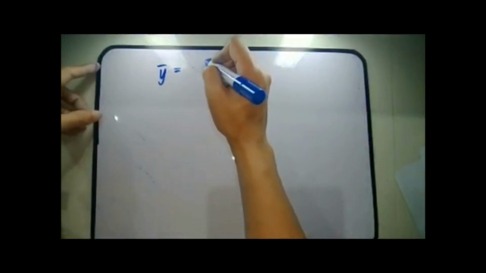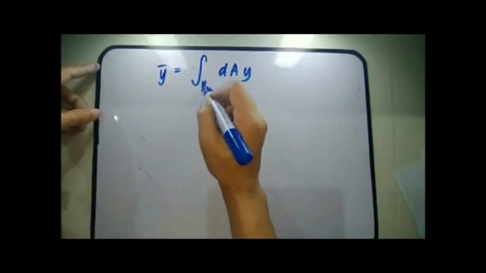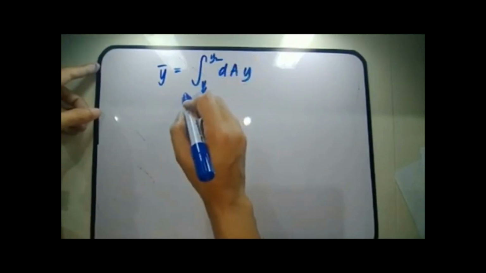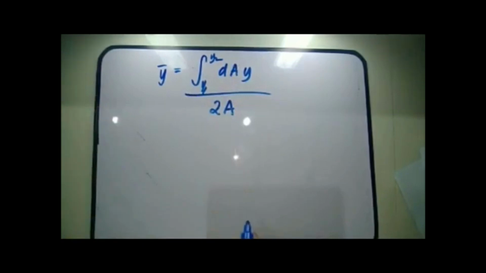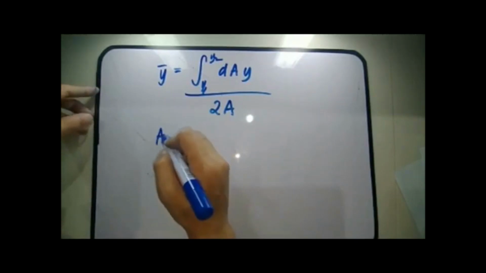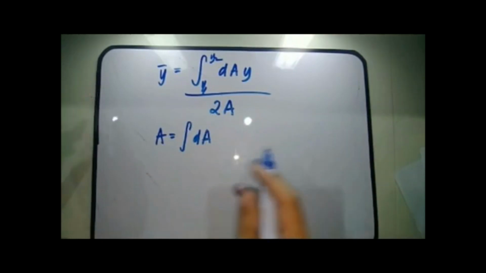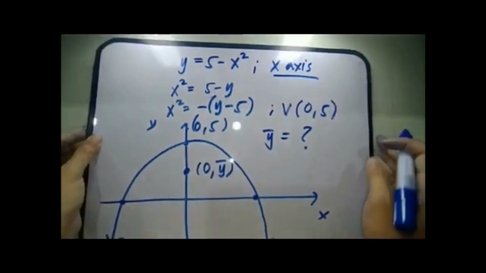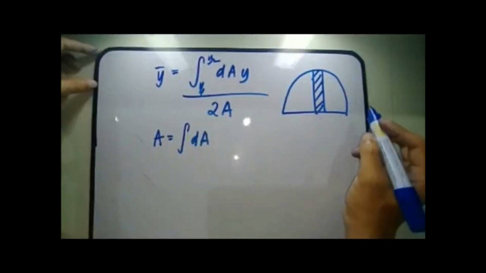So ȳ is the integral of differential of A times ȳ, from y1 to y2, if you are dealing with differential y, all over 2A. Ito, guys, y na lang linagay natin because yung nasa baba naman is 0. So this is the midpoint, y over 2. So the area is the integral of differential area. Kung mapapansin natin, yung nasa baba ng graph is y equals 0.